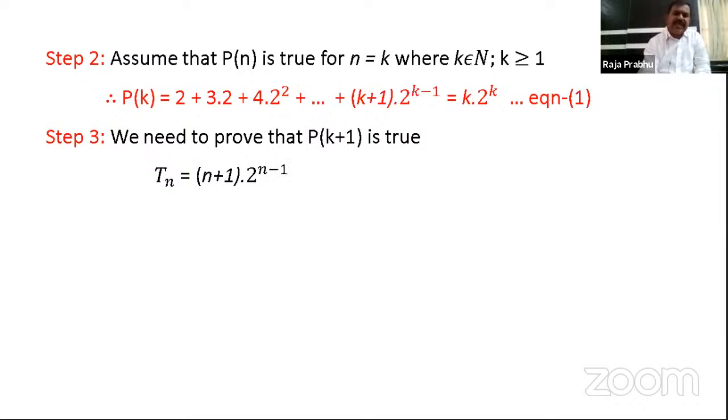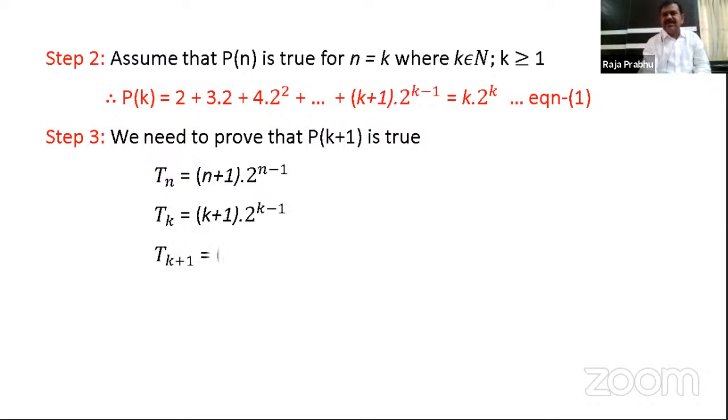So you know that the nth term is n plus 1 into 2 to the power n minus 1. Therefore, the kth term, already written in the second step, is indicated by tk, which is equal to k plus 1 into 2 to the power k minus 1. Now to get the k plus 1th term, substitute k plus 1 in the place of k, or in the place of n. Then what does it become?